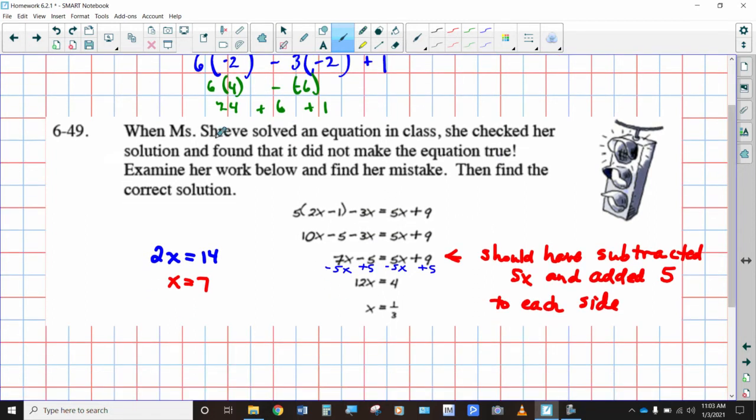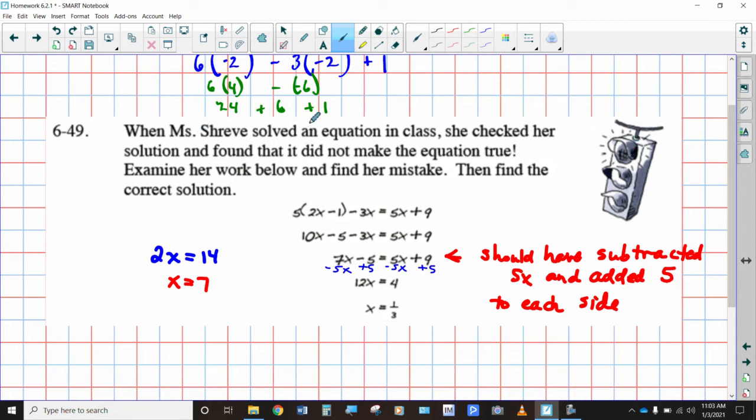For problem number 49, this is a stoplight problem, which means that there's a common mistake. And our goal is to figure out what the mistake is, learn from that mistake, and then hopefully never make that mistake ourselves when we're solving problems.